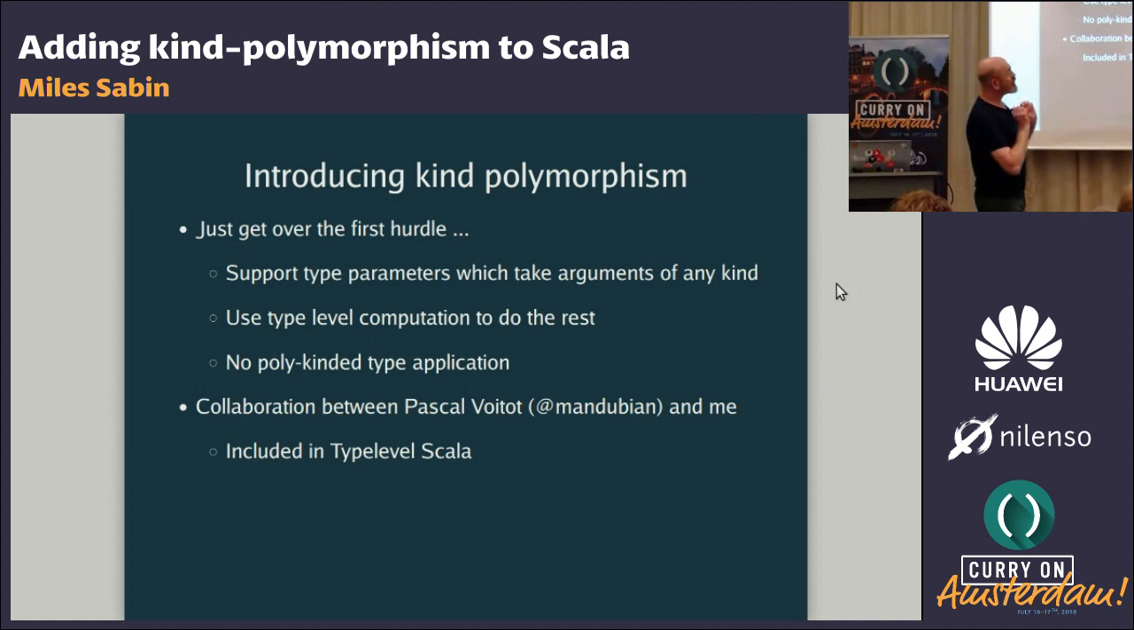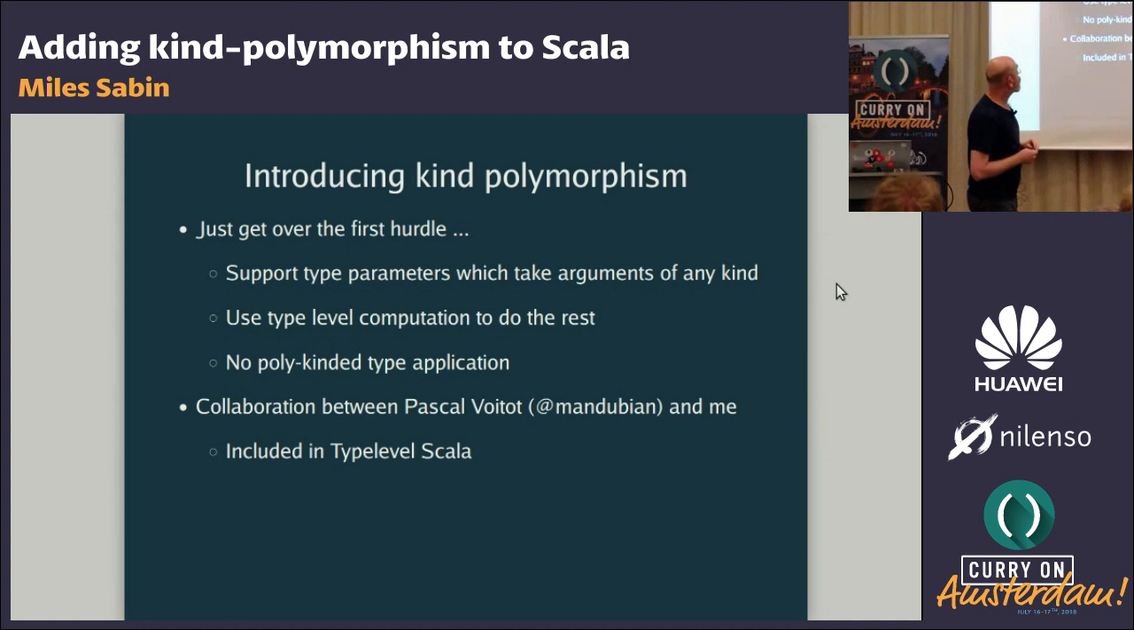So we're thinking, okay, if we can just produce type variables, type arguments which can take types of any kind, we can then do type-level computation to do all the other things that you expect to be able to do with polykinded types, and maybe make that work. So we deliberately avoided trying to do anything relating to polykinded type applications. So that apply GADT, that's not going away.